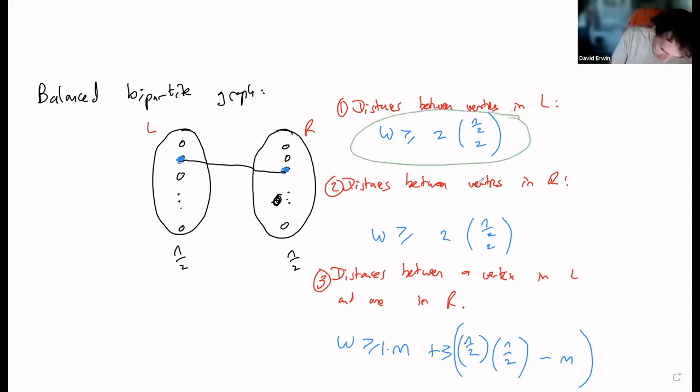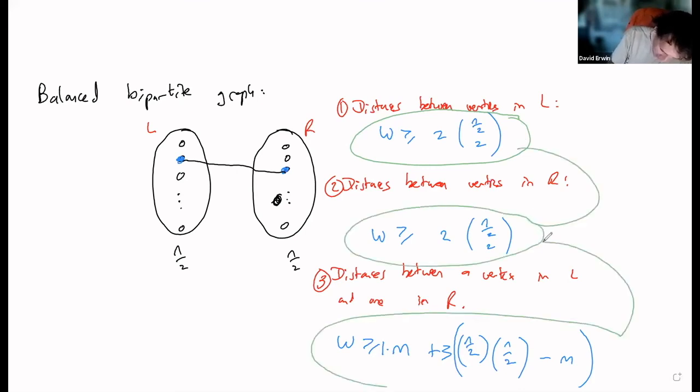If we now take this and this and this and add them all up, that gives us a lower bound on the Wiener index of the whole graph. And then if we do some algebraic manipulation again and divide by n choose 2, then we'll get a lower bound on the average distance of that balanced bipartite graph. So let me pause there for a moment and ask if there are any thoughts, comments, suggestions, questions, corrections.